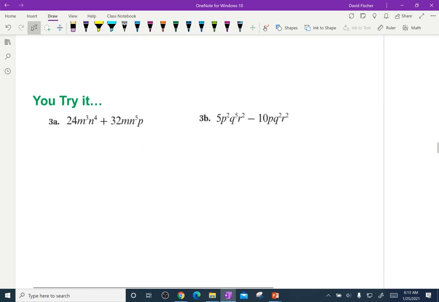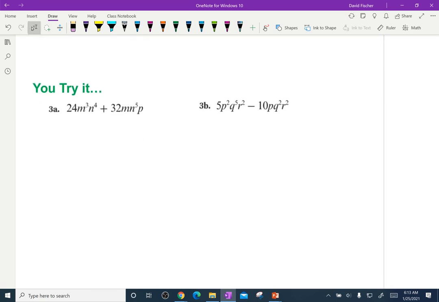So step 1 said, find my greatest common factor for 24 and 32. And again, some kids can do that in their head without making a factor tree. And then look for our variables. They both have an M. Take the one with the smallest exponent. Okay, my light just went off, so do these 2 and I'll be right back.